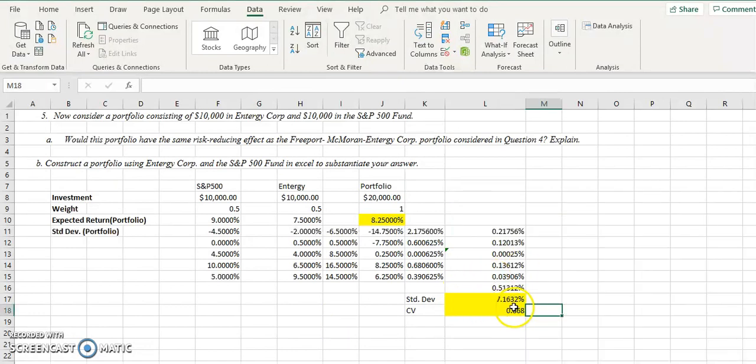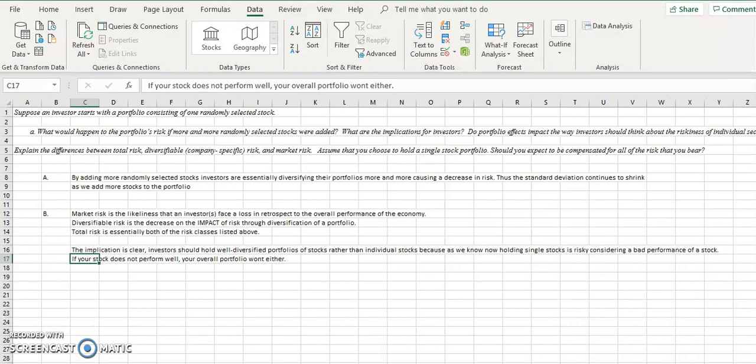Like you can tell here, we have a standard deviation of 7.16%, which is relatively high in comparison to the expected return. It's very unlikely that we get that 8.25% return due to the fact that the standard deviation did increase significantly.